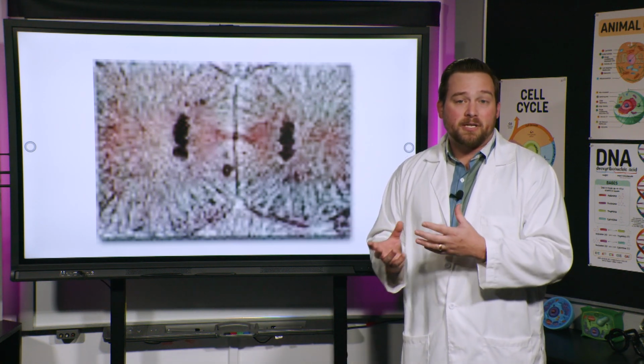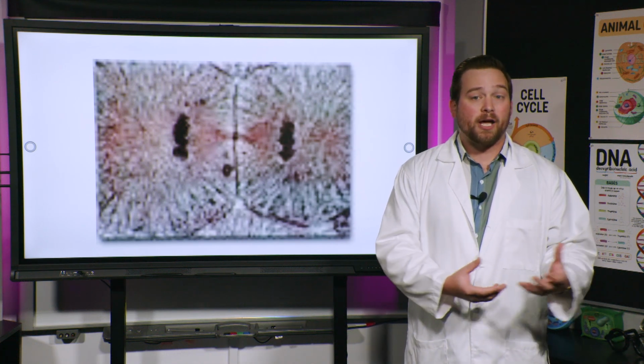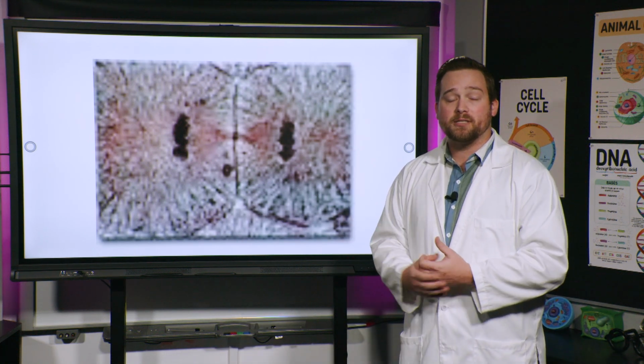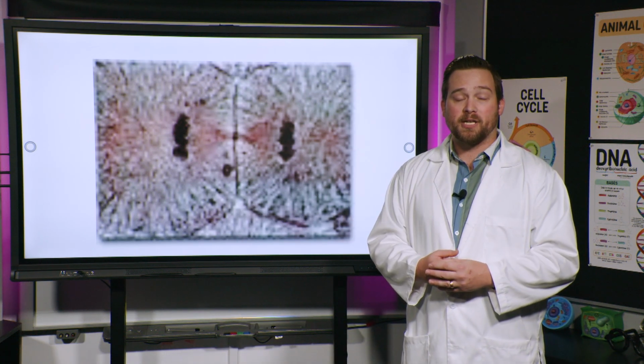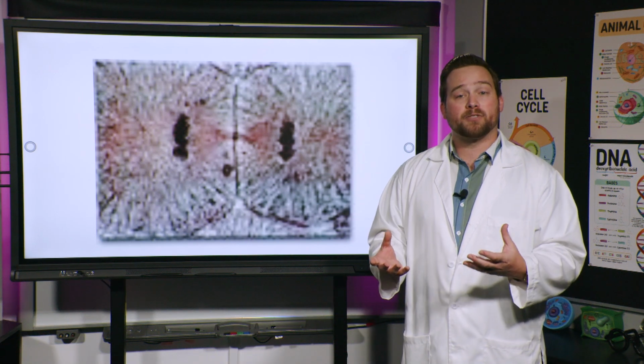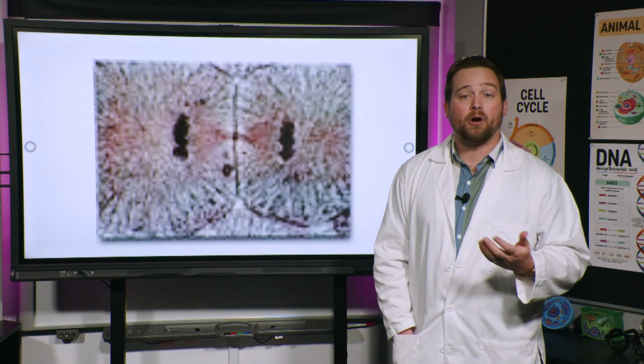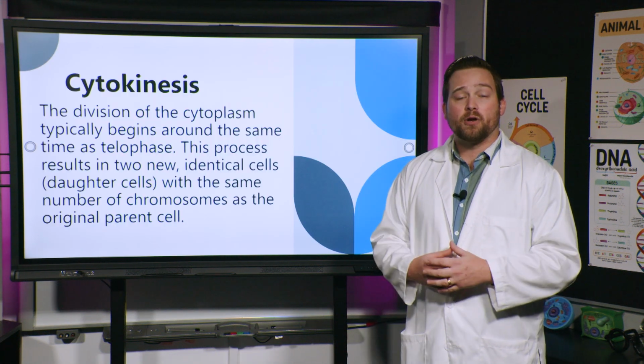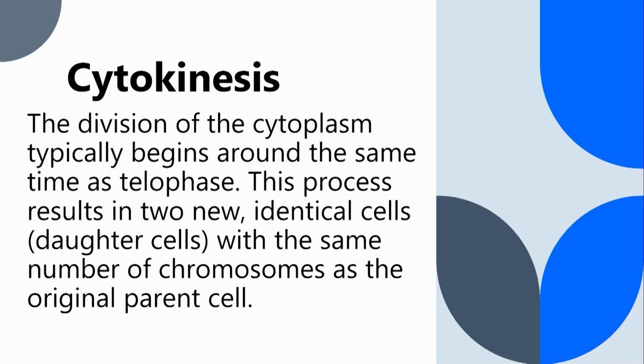There's a little bit of a difference between how animal cells do this and how plant cells do this, and that's what we're going to focus on today: how those two different types of cells complete this final stage called cytokinesis. Okay, so cytokinesis, again, is the division of the cytoplasm. It will typically begin around the same time as telophase, so it's going on at the same time.